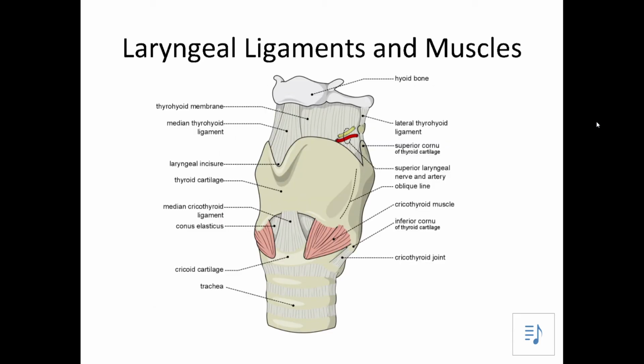The larynx also has ligaments and muscles. There are extrinsic muscles around it that elevate the larynx, which is what bends the epiglottis down. And there are intrinsic muscles that close the glottis, that close those vocal folds.